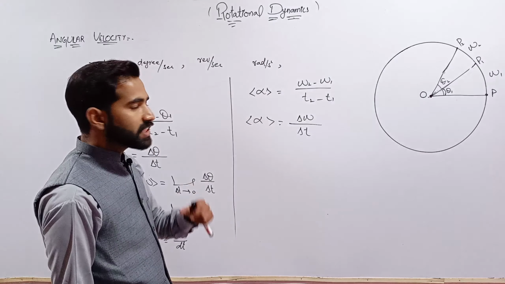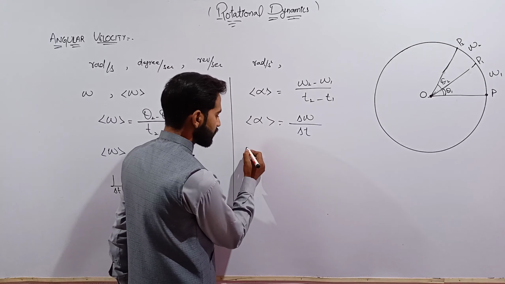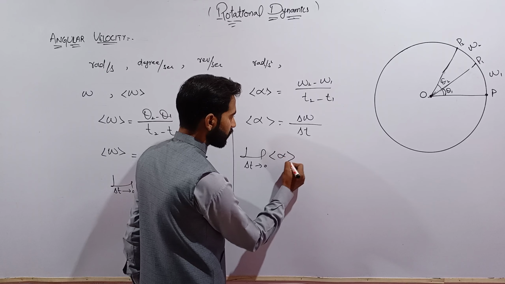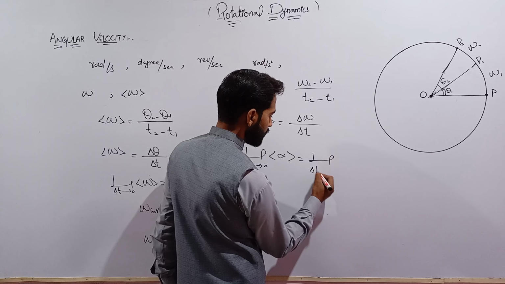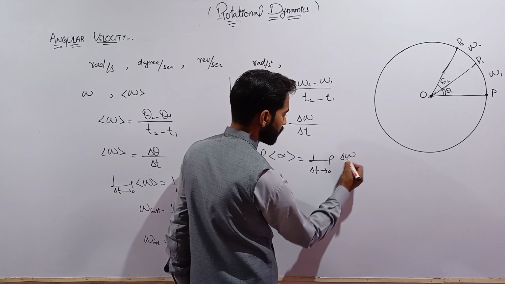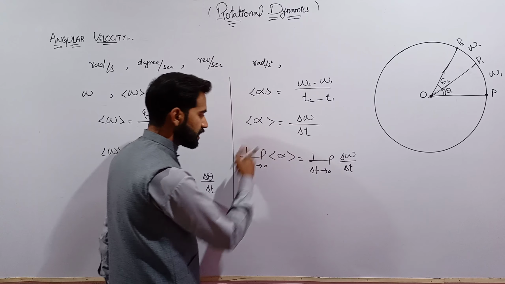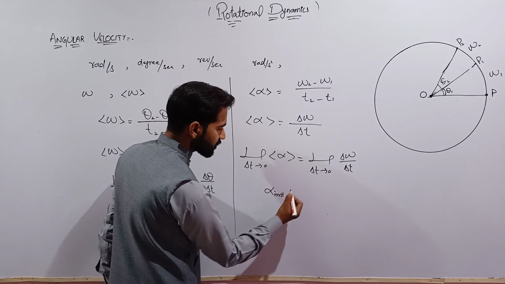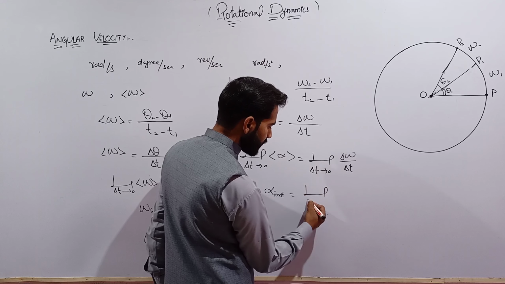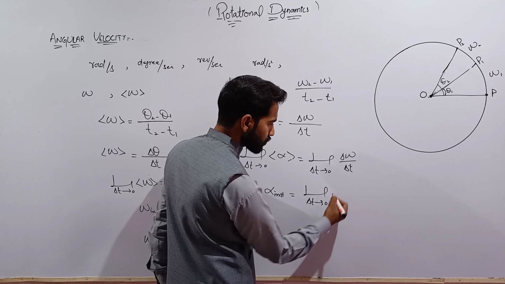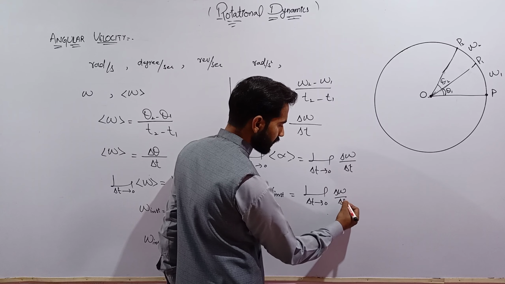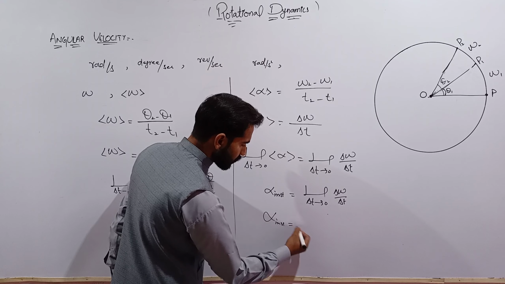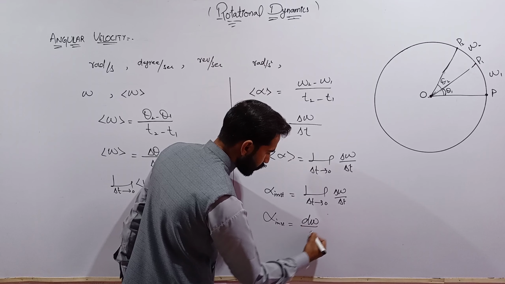For instantaneous angular acceleration, we take the limit as del t approaches 0. Alpha instantaneous is equal to the limit as del t approaches 0 of del omega divided by del t, or instantaneous angular acceleration is equal to d omega over dt.